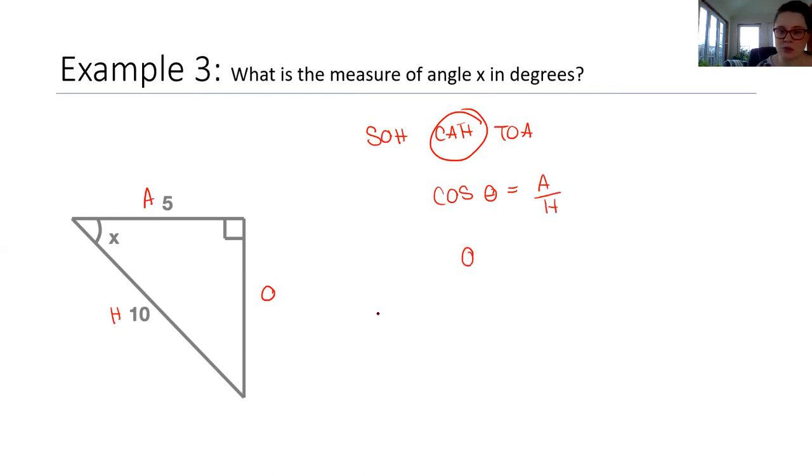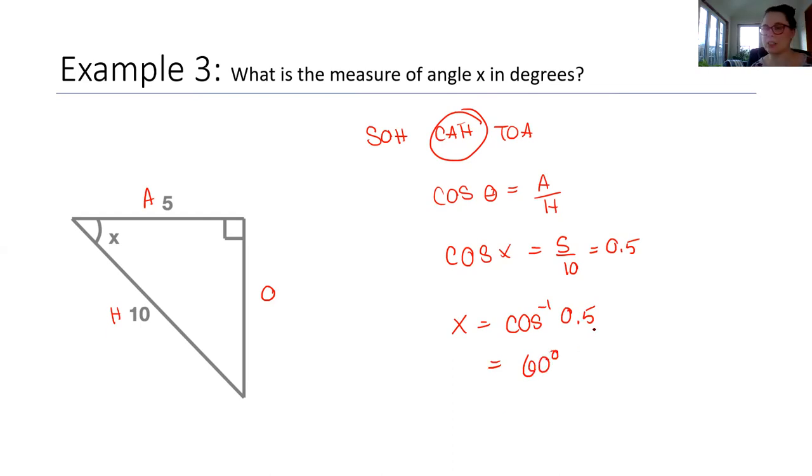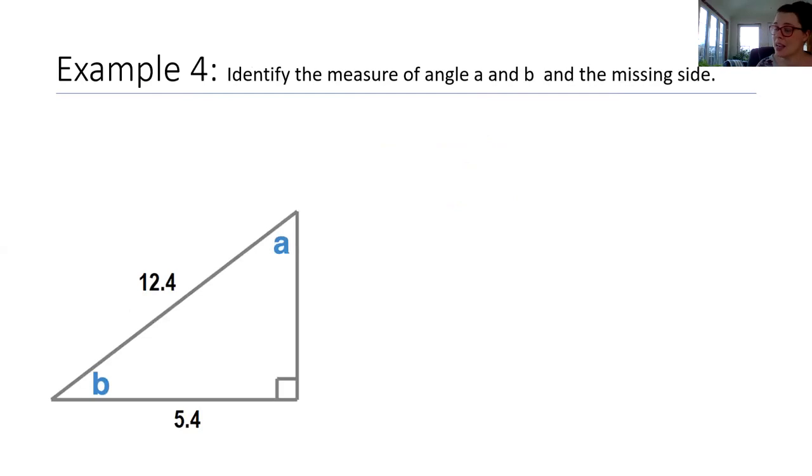We can work that in. Cosine of x is going to be equal to adjacent, which is 5, divided by 10, which happens to be the same as 0.5. So if I want to find x, x will be equal to, we do that shift cos, that cos minus 1, with 0.5, which gives us 60 degrees. Again, nice and straightforward. The next question actually asks us to solve the triangle.